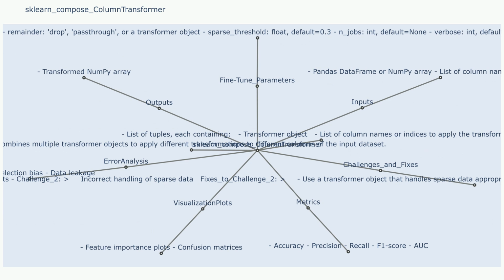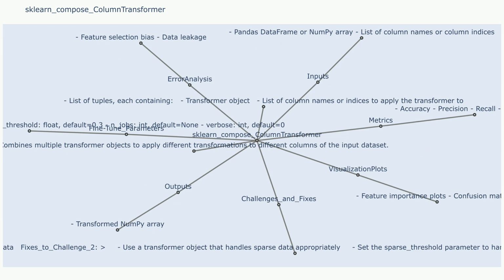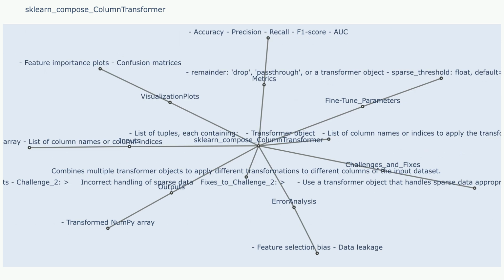Remainder, optional: a string specifying how to handle columns not explicitly included in the transformers. Drop drops them. Passthrough keeps them unchanged. And an estimator as remainder applies another transformer to them. Outputs: transformed data, a NumPy array or pandas DataFrame containing your data after the specified transformations have been applied.